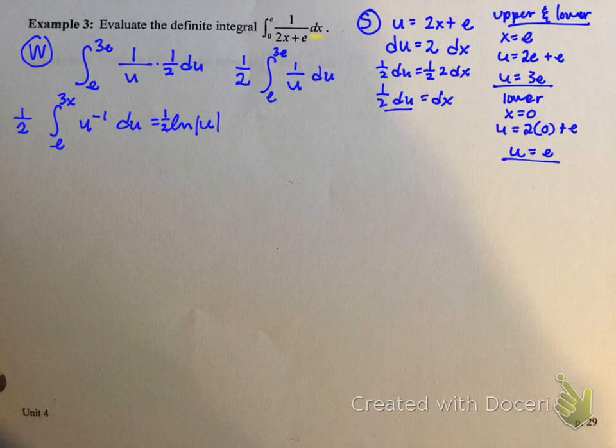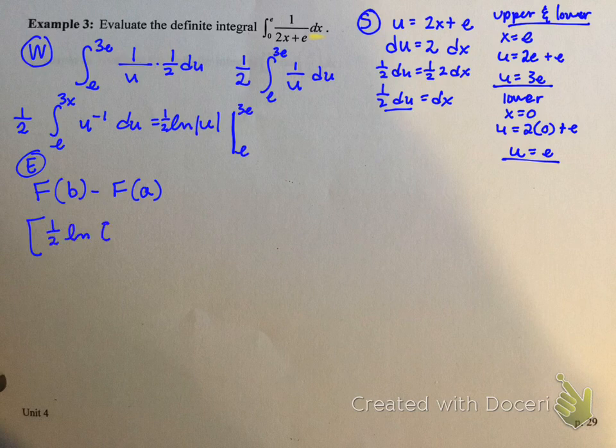Okay. So my next step is to evaluate it. We already integrated here. We're going to evaluate over the new upper and lower limits. So upper limit, remember, was 3e, lower limit was e. So we're going to plug into that formula. So I'm going to do F at B minus F at A. And by the way, I'm on the evaluation step. So F at B is 1 half ln at 3e minus 1 half ln at e. Okay? And now I have to evaluate this.